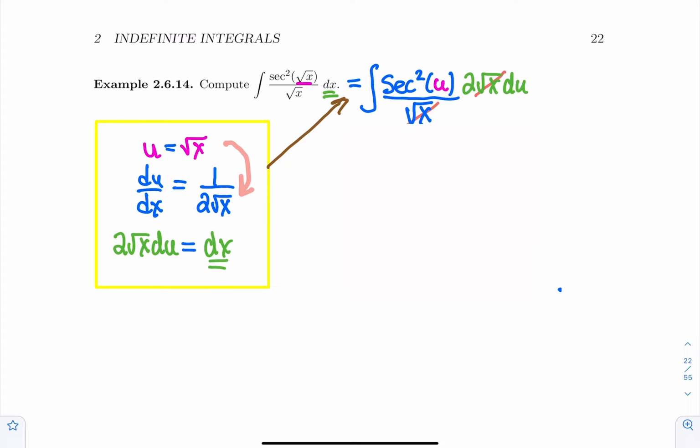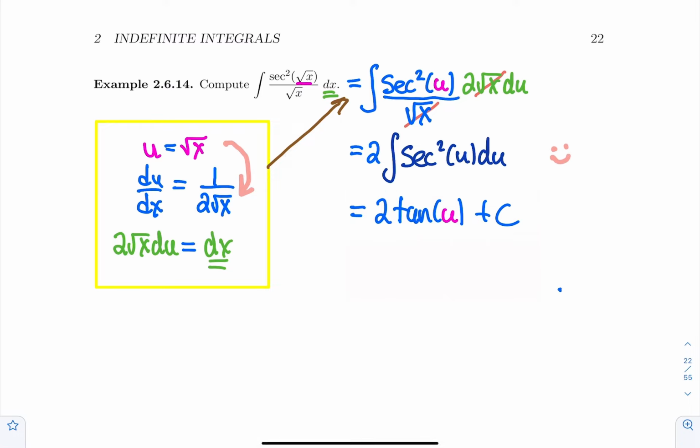And now you see this nice feeling, this root of x, and root of x simplifies perfectly. So I can put the 2 outside. So you get 2 times the integral of secant squared of u du. Look at this integral with respect to u. This is a basic integral. The integral of secant squared is tan. So you get 2 tan of u plus c, where u is the square root of x, plus c. And that's my final answer. Yay!